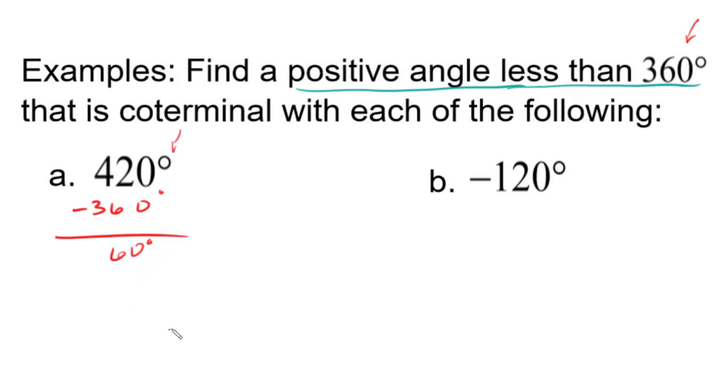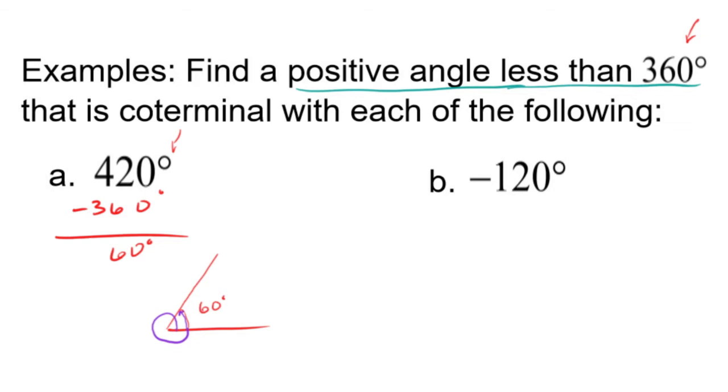So if you were to draw these angles, you'd get 60 degrees, and then 420 would be 360 degrees, a full rotation, plus another 60 degrees. And that would be the 420 degree.